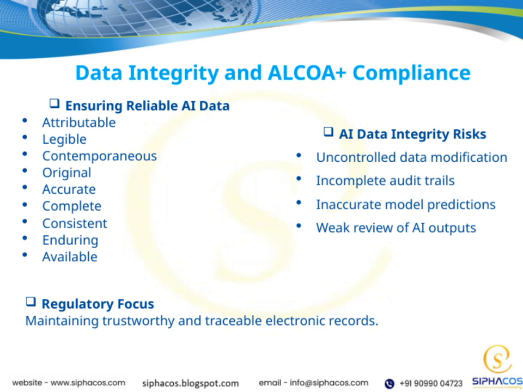errors to go unnoticed. To mitigate these risks, we must ensure our AI data is reliable by adhering to the principles of being attributable, legible, contemporaneous, original, accurate, complete, consistent, enduring, and available. These principles help us maintain data that is trustworthy, traceable, and fit for purpose. Ultimately, by focusing on these elements, we reinforce the integrity of our data and support compliance with regulatory standards, which is vital for building confidence in our AI systems and maintaining ethical standards across our operations.